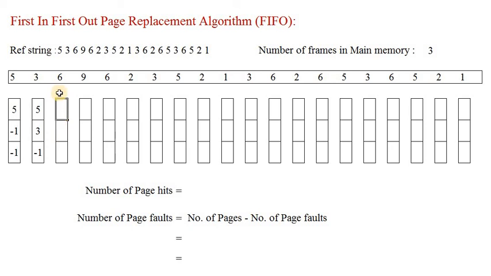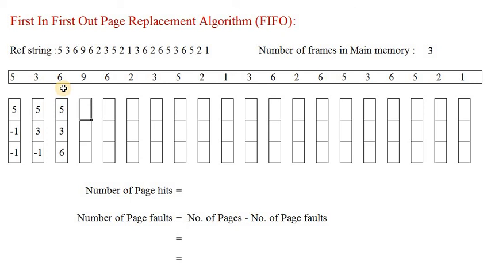Before inserting any page into the main memory, first of all we need to check for a free frame in the main memory. Here 5 is already filled, 3 is already filled, but -1 indicates a free frame, so we can insert the required page there. Now 3 iterations are over, and we are going to insert the next page, which is 9. Before inserting, we should apply the page replacement algorithm, that is the FIFO page replacement algorithm.